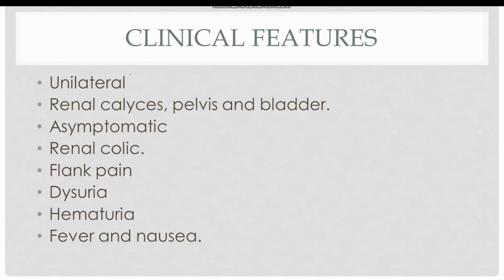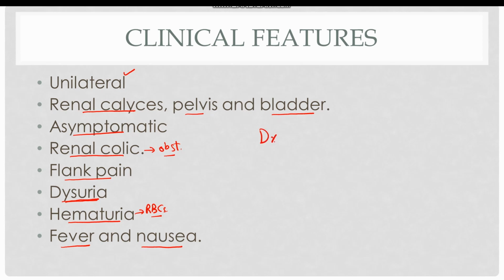So urolithiasis could be either unilateral or, in rare cases, bilateral. The most common site of formation of stones within the urinary tract is the renal calyces, followed by the pelvis and urinary bladder. These stones can be either asymptomatic, depending on the size of the stone, or symptomatic. They typically present with renal colic, which is due to obstruction of the urinary tract, and flank pain. Dysuria is also often present, and there could also be blood in the urine. If there is an infection associated with the urinary tract stones, there could be fever and nausea as well.